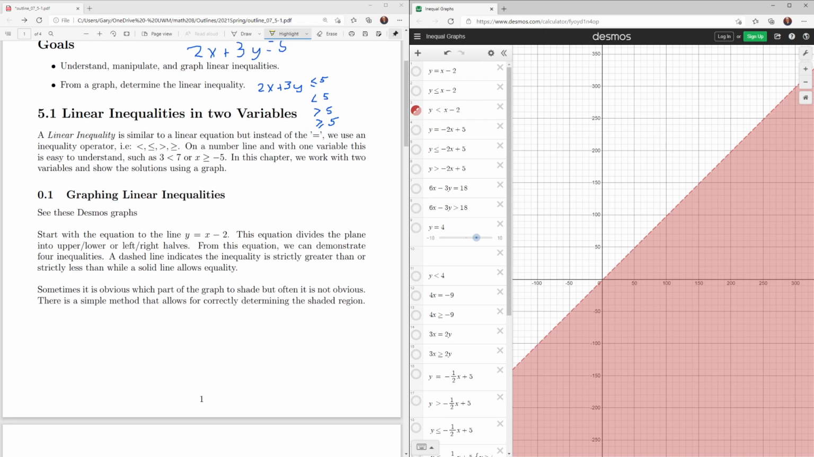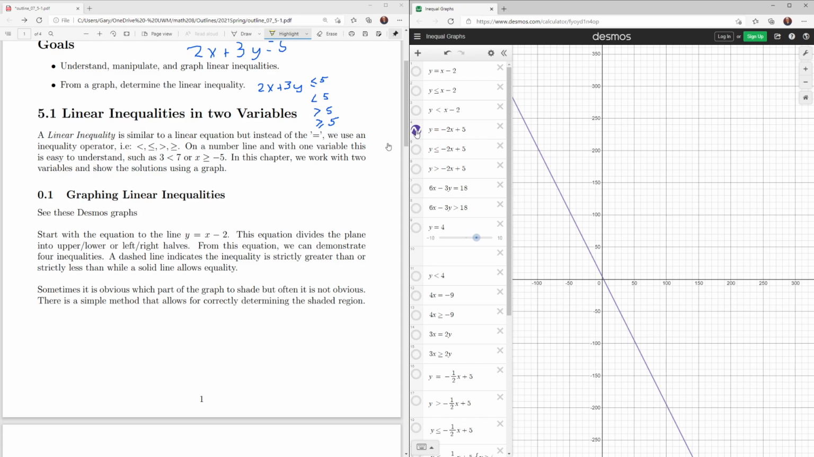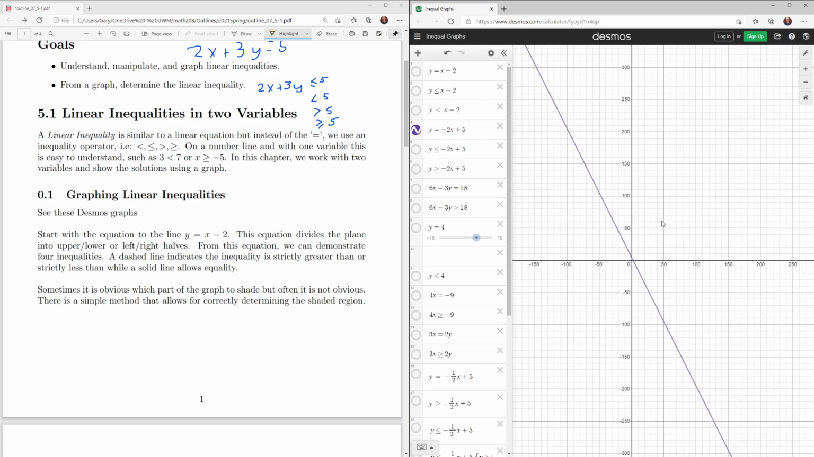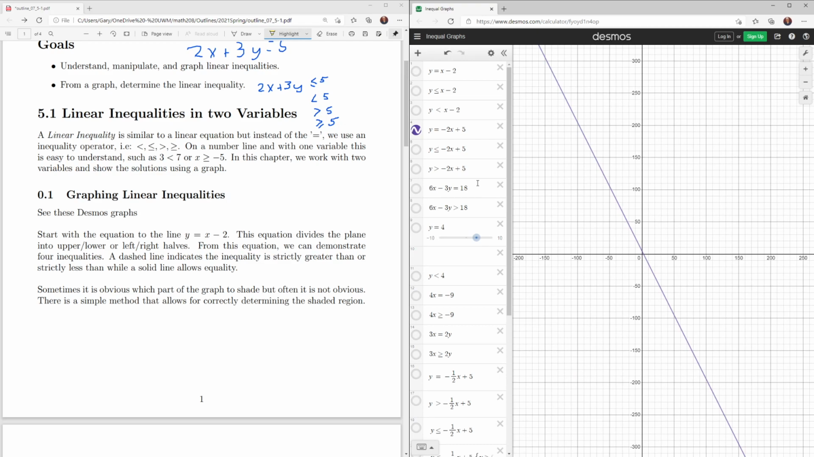Sometimes it's obvious which portions of the graph to shade, but not always. Sometimes it's actually rather difficult to determine which portions of the line to shade. I'm going to just do a couple others real quick before we talk about how we go about graphing. So we have another equation of a line, y equals minus 2x plus 5. Again, this basically splits the graph into two halves. And those two halves are y is less than or equal to minus 2x plus 5. And the other half of that graph is y is greater than minus 2x plus 5.